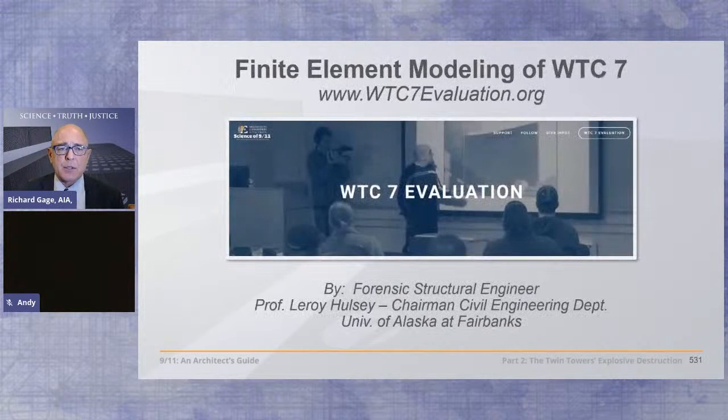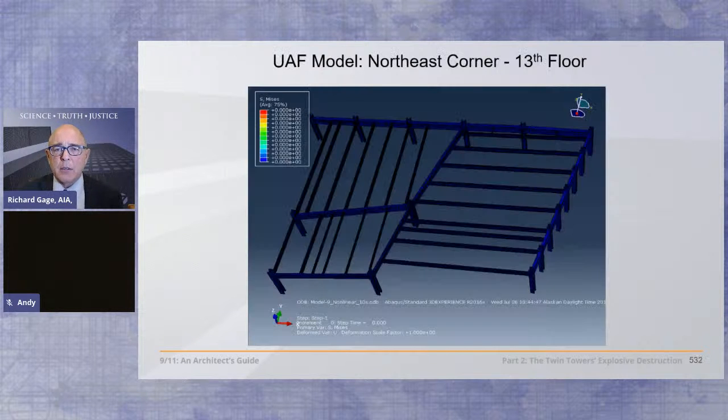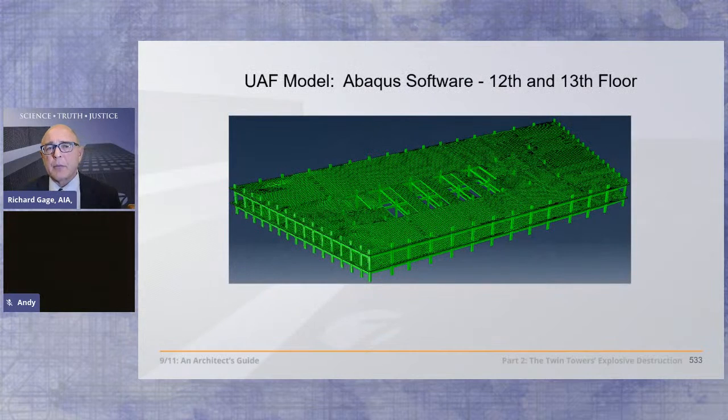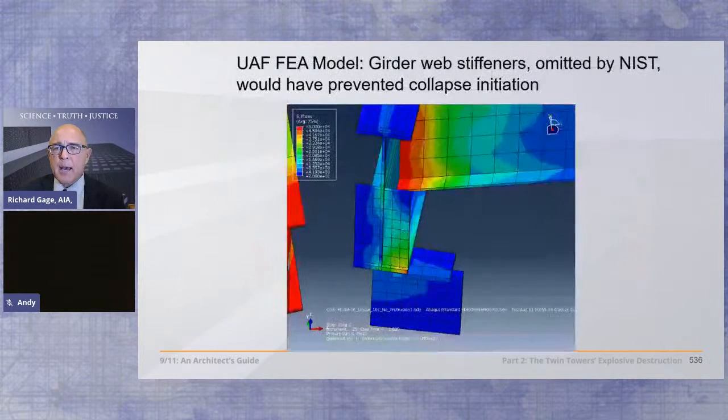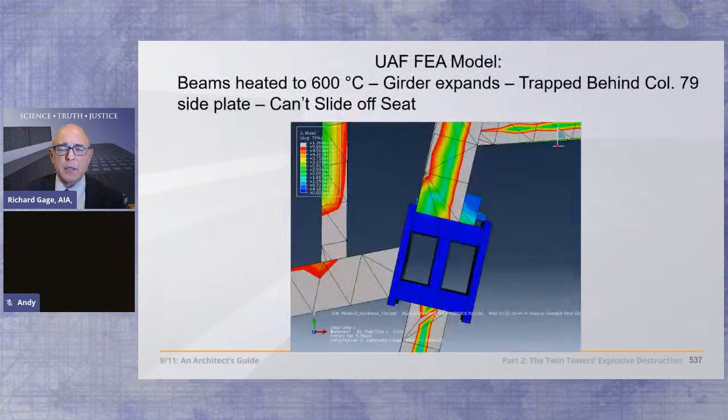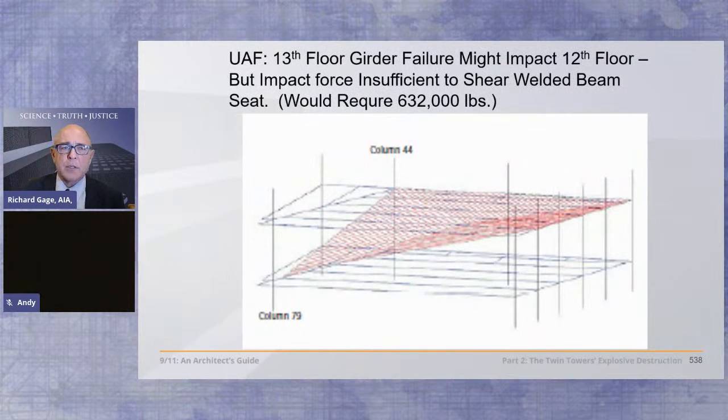Send out the results of the World Trade Center evaluation, which we discussed last week, where at the University of Alaska in Fairbanks, Professor Leroy Halsey, one of the top forensic structural engineers in the country, produced over 4 years this finite element analysis, which concludes that it would require all the columns in the building to be removed at once in order for this building to come down, as you saw.